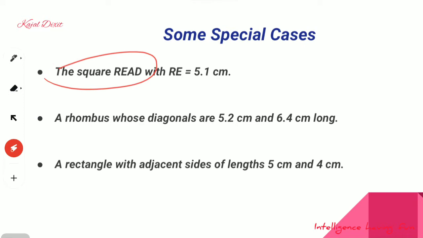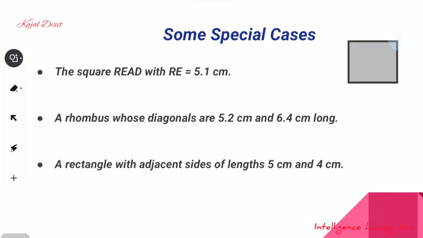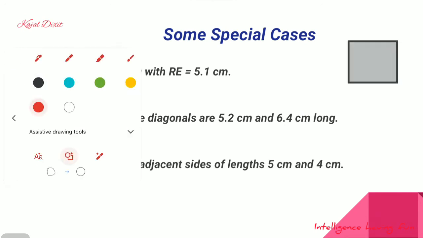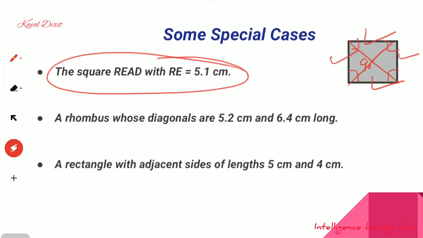A square. You know that a square is a figure which has all 4 sides equal, and each angle is of 90 degrees. And the diagonals are also equal in length, and they are mutually perpendicular to each other. So these are some basic properties related to a square that we have already learned. So we will apply those properties onto this construction question.